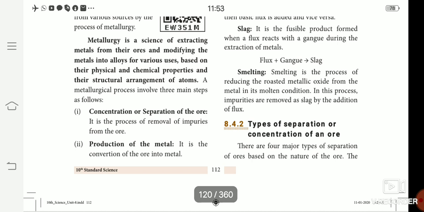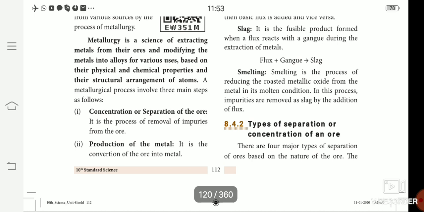So the impurities like sand and clay are called the gangue. We have to remove this sand and clay from the ore. That process is known as the concentration or separation method. The concentration process depends upon physical methods.